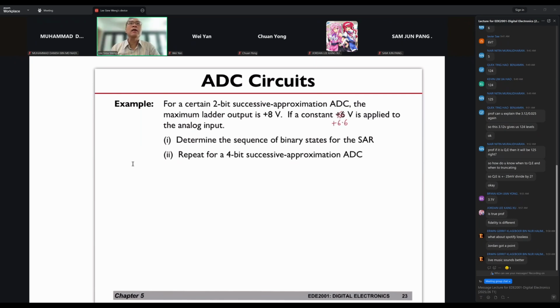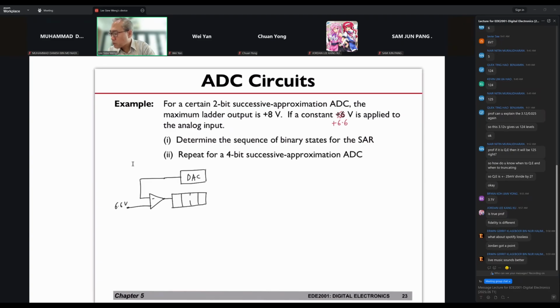Then the question is asking, find out the binary states for the SAR, the sequence of the binary states for the SAR, right? Okay. So what do we have for the SAR here? This is a DAC here, goes to negative input. Now then the input is 6.6 volt. Then this goes to a register, which holds numbers or sequences to program your DAC, right?